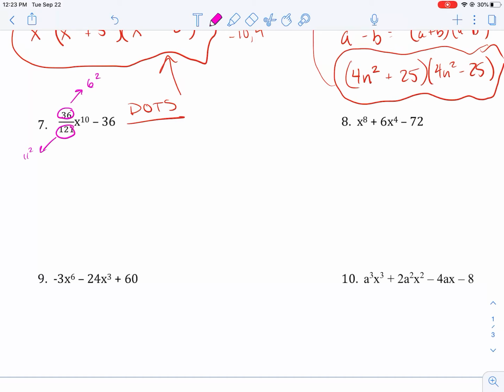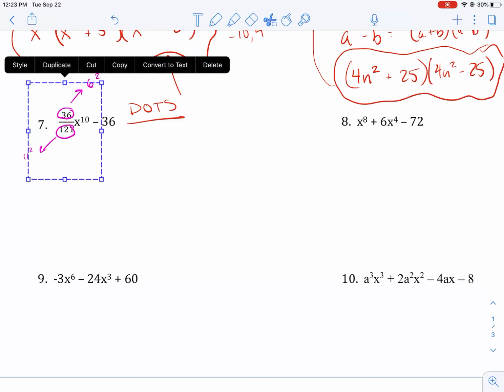And if you think about it, if we had 6 over 11 and we squared that, we would get 6 squared over 11 squared, which is 36 over 121. Okay, don't forget your rules of exponents. When you square a fraction, you square the top and the bottom. Okay, you're squaring both numbers. So therefore, we have a perfect square. How about x to the 10th? Is it divisible by 2?